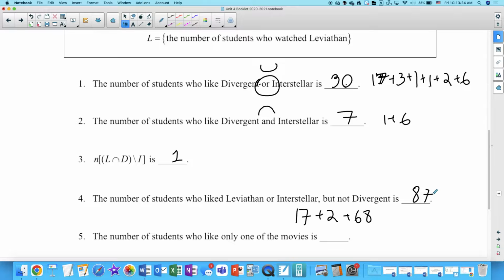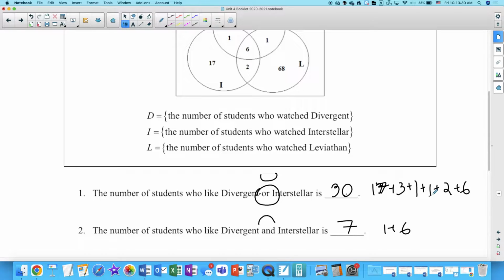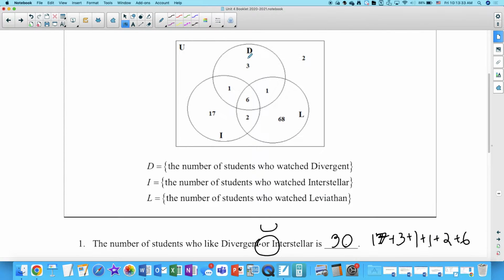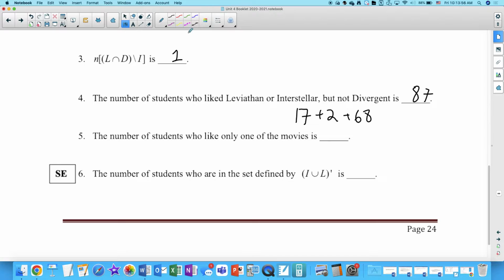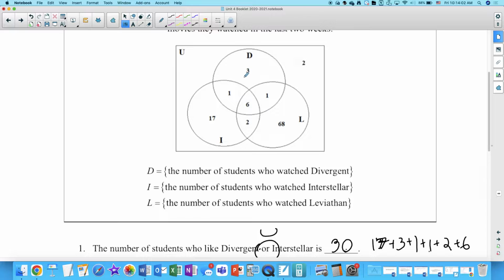The number of students who like only one of the movies is, what's that? I didn't hear. Sorry? 90. Like the circles together, 88, but the two didn't like, so it could be 88 or 90, because it didn't say that they watched movies. Okay, that's a good point. I would interpret this to be the number of students who like only one of the movies. Only one of the movies is only D or only L or only I.